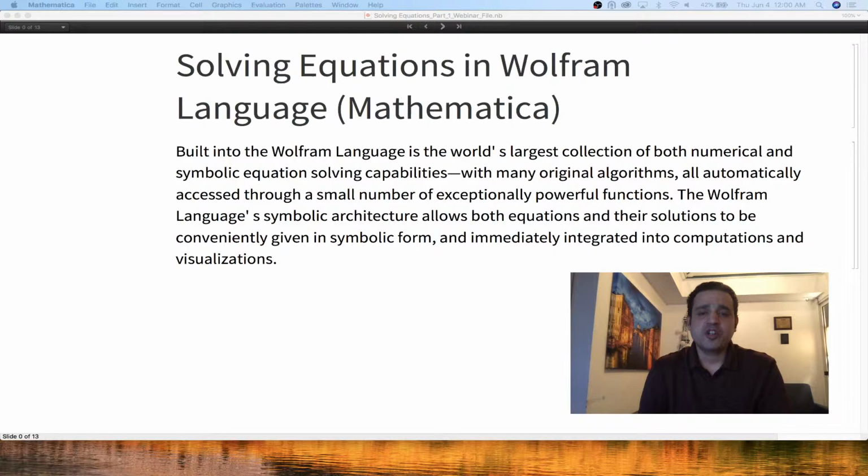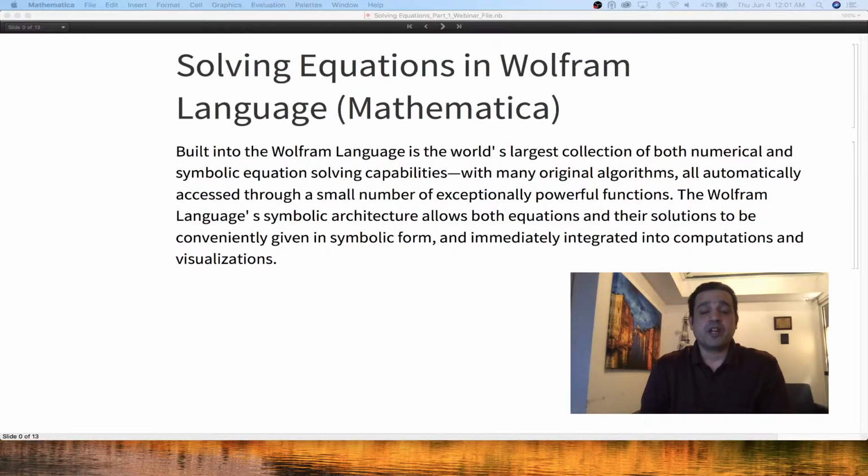Today, the major focus of this session will be on the symbolic side of the capability that Wolfram Language has to offer. You will notice how automatically most of these things can be accessed through a small number of exceptionally powerful functions. We'll take a deep look at all of these functions today, and I'll give a step-by-step way of utilizing these functions for each and every instance.